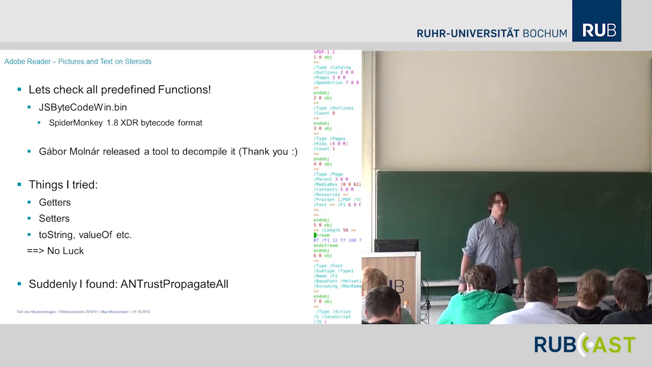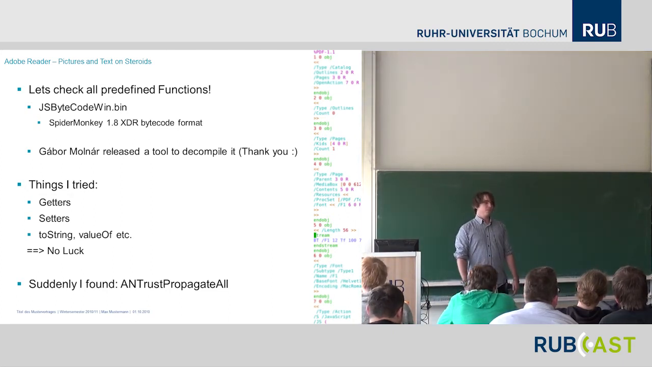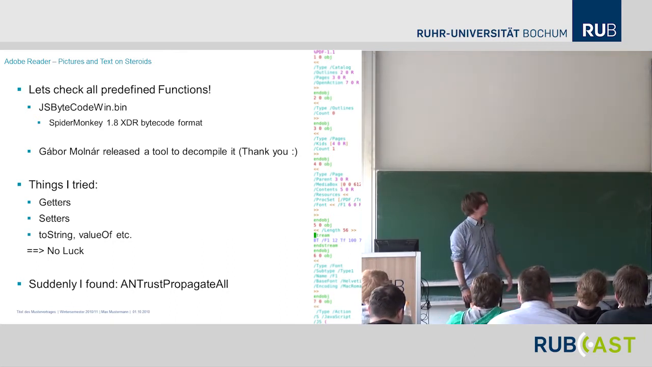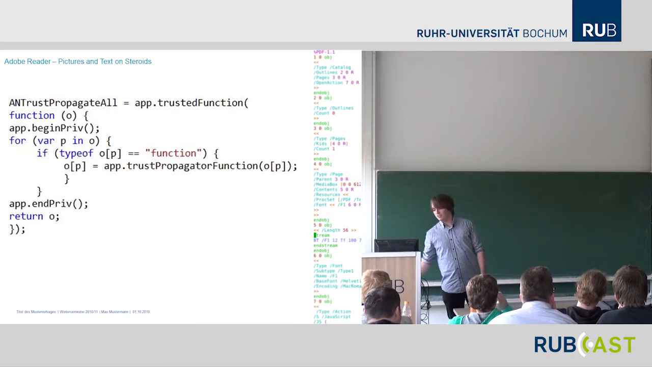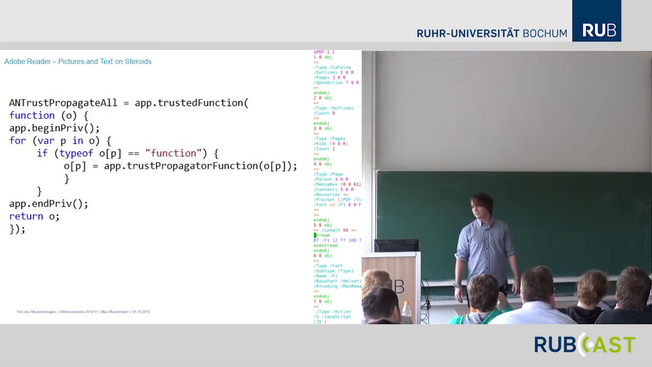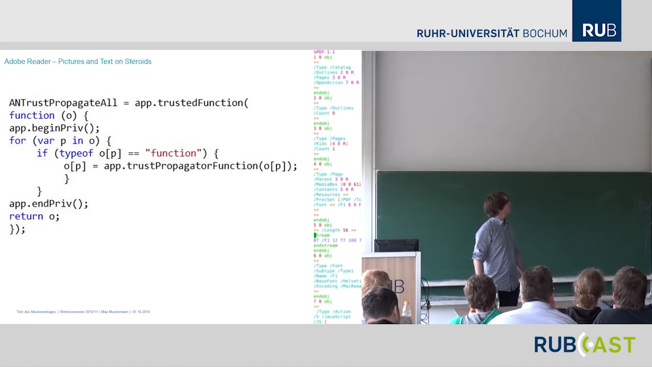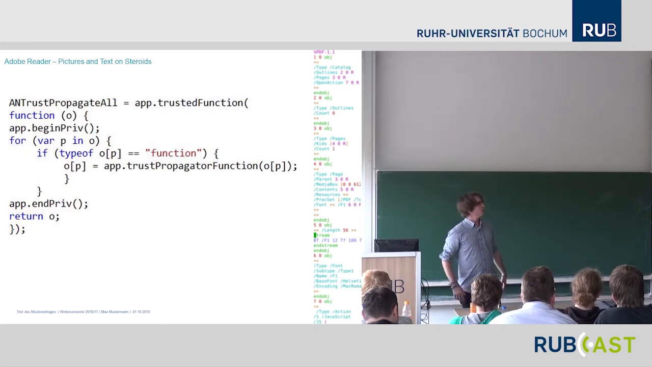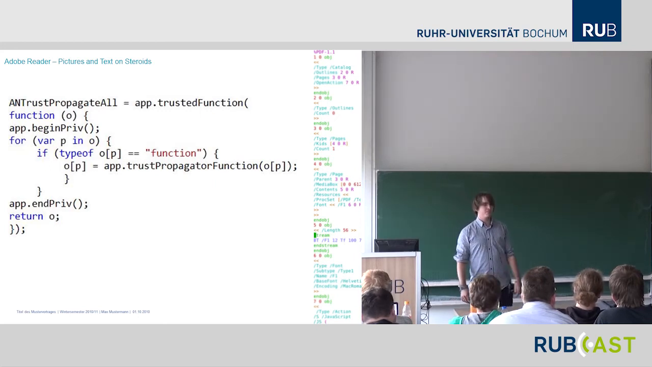Then I tried to overwrite the value of a function. I also used setters, getters, whatever, but none of them worked. So I started to read the functions again, and there's this interesting function, trust propagate all. I think this function is really stupid because it has just one parameter, which is an object. They iterate over this object, and all properties which are functions, which are basically still my functions which I passed them, are marked as trust propagator functions.